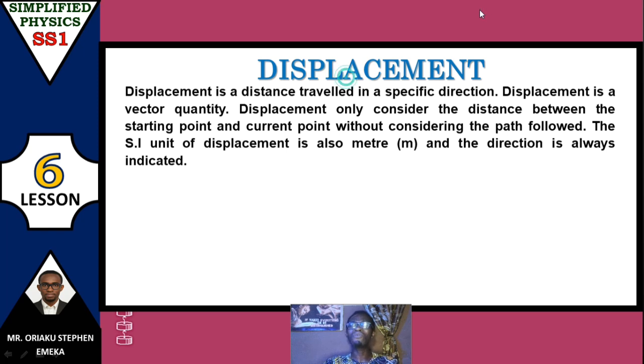Displacement only considers the distance between the starting point and the current point. That's to say, for displacement there are two points that are important. One is where you started, and number two is where you currently are. Displacement checks the distance between your starting point and your current point without considering how you got there, while distance considers the paths you used to get there. So the SI unit for displacement is meters.